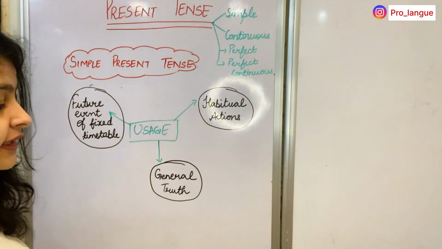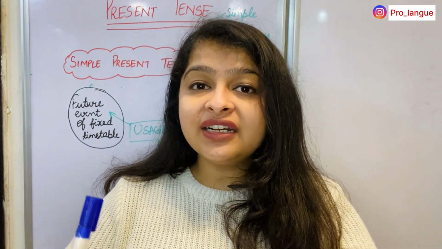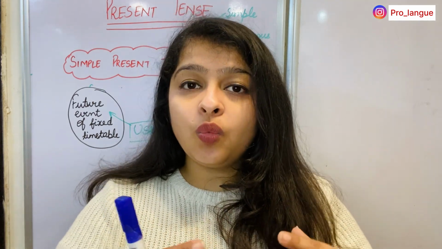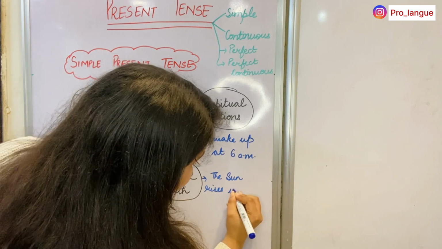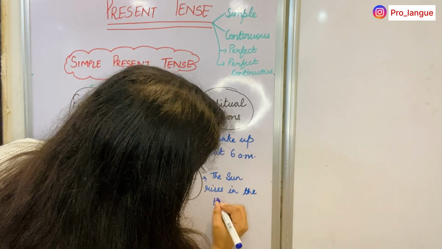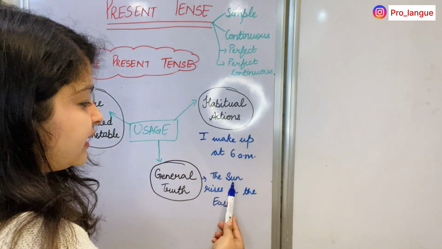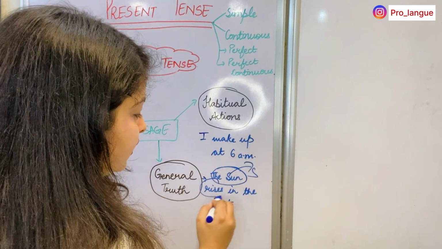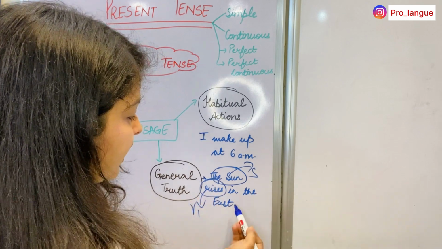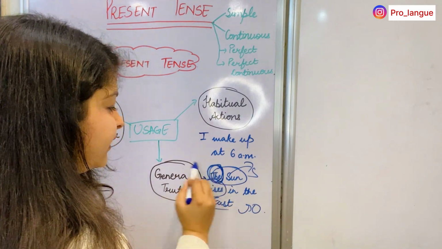Then the second category is of general truths. General truths are the universal facts. For example, the sun rises in the east. Now what we are doing, we are using the simple present tense. General truths are the universal facts. For example, the sun rises in the east. Now, what is the sun? Sun is your subject, rises is your verb, first form, and then this is your object. Now, tell me one thing in the comment section, why it is the sun.